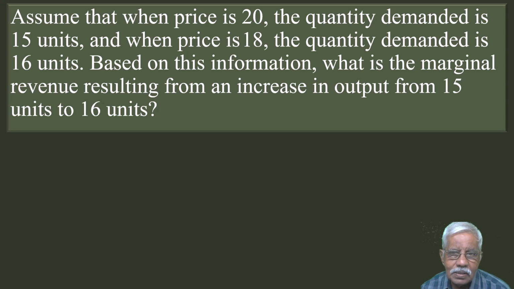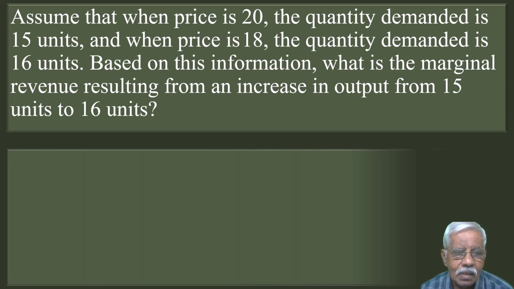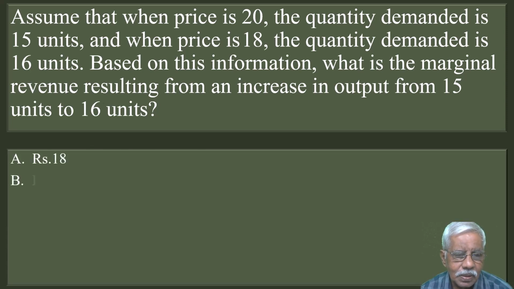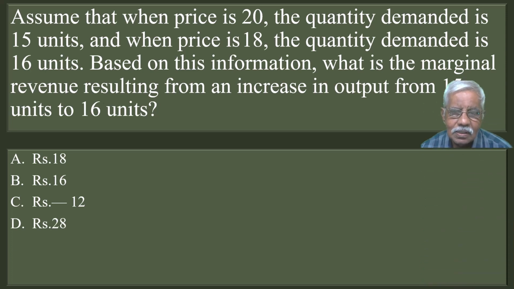Assume when the price is 20, the quantity demanded is 15 units. And when price is 18, the quantity demanded is 16 units. Based on this information, what is the marginal revenue resulting from an increase in output from 15 units to 16 units? Options 18 rupees, 16 rupees, negative 12 rupees, 28 rupees. This question is more or less the same as the previous one, but there is a slight difference. You will understand.